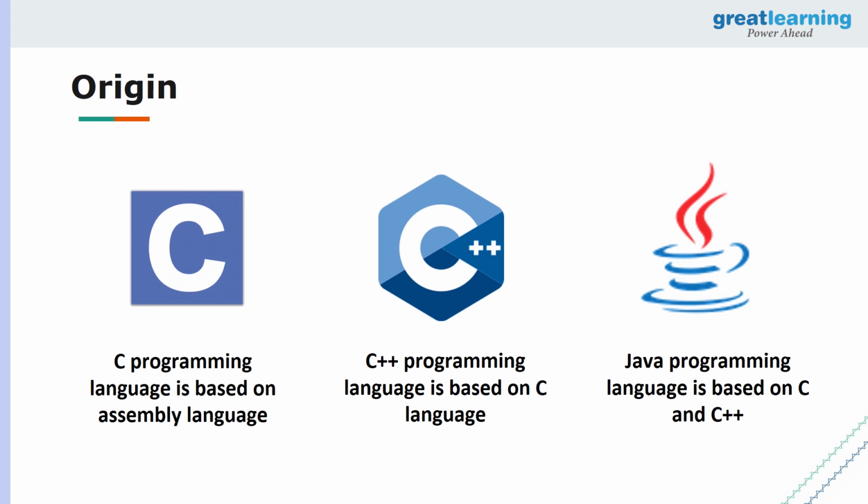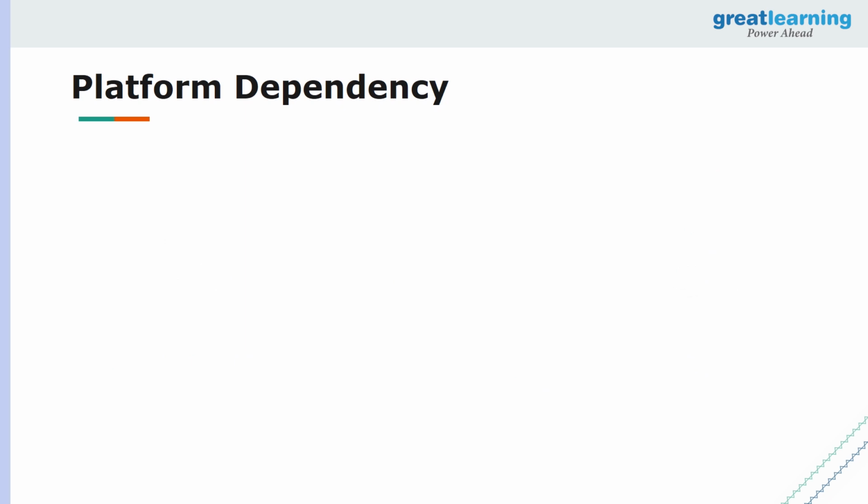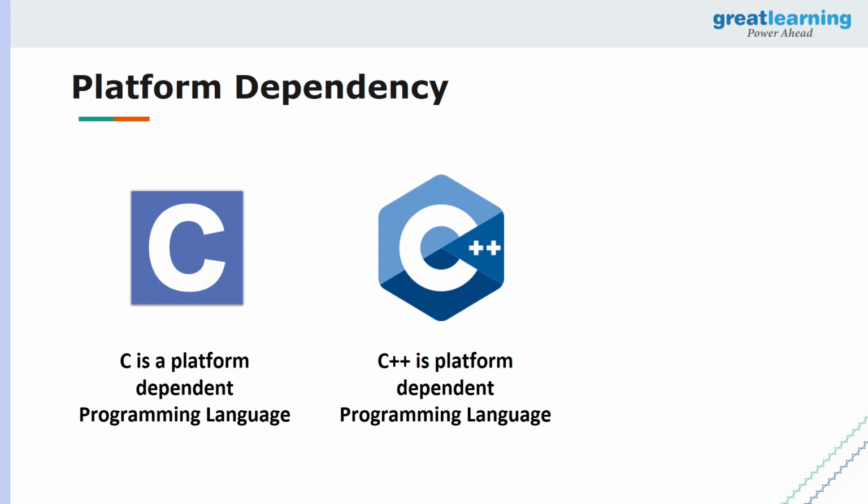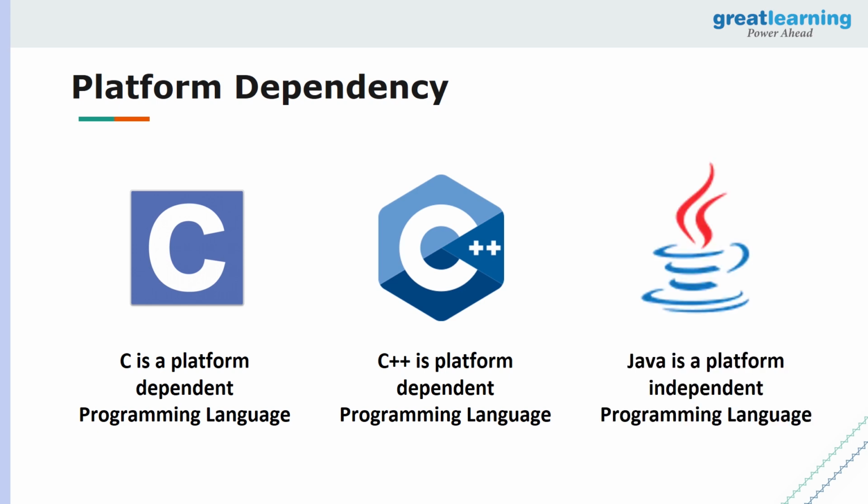Let's look at the next difference, which is platform dependency. Platform dependency means which language is dependent on specific platforms. C is a platform dependent programming language, which means it totally depends on which platform or operating system you are using while working with C. C++ is also platform dependent. But Java is a platform independent programming language, which means you can write a Java program anywhere and run it anywhere.